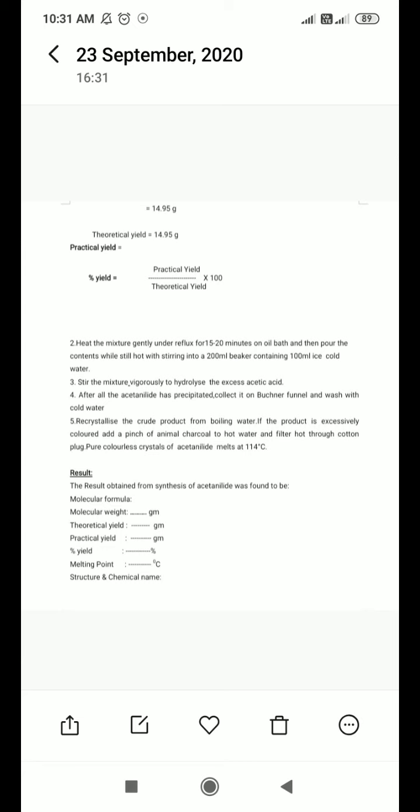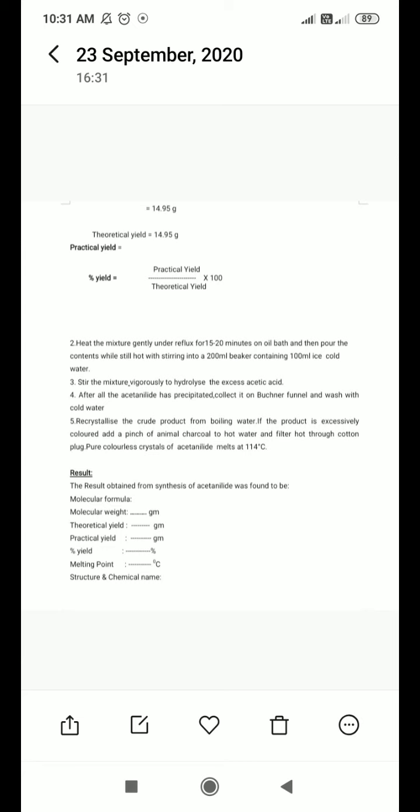Then we have to recrystallize the crude product from boiling water. Means here we have used boiling water. Sometimes for recrystallization purpose we use different organic solvents: acetone, ethanol, methanol. But here we have simply prepared boiling water. In that water we have to boil, add the product, stir and then filter out. After that your impurity gets separated out and your product will come out.